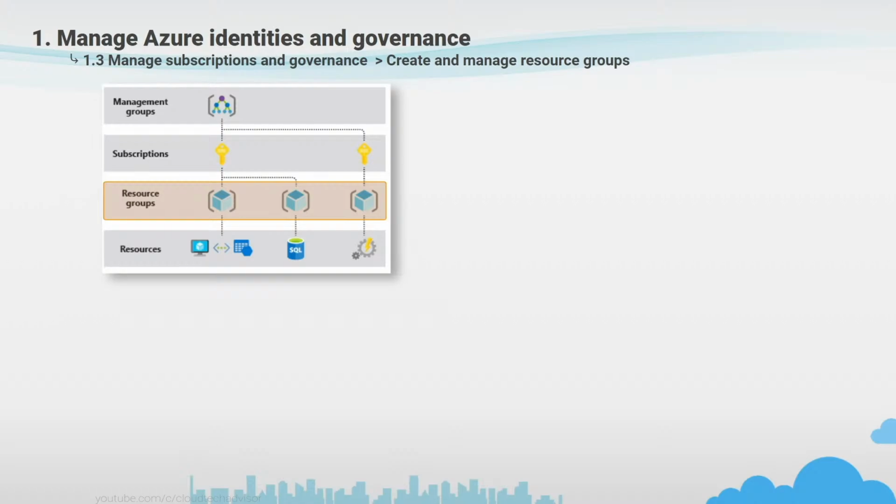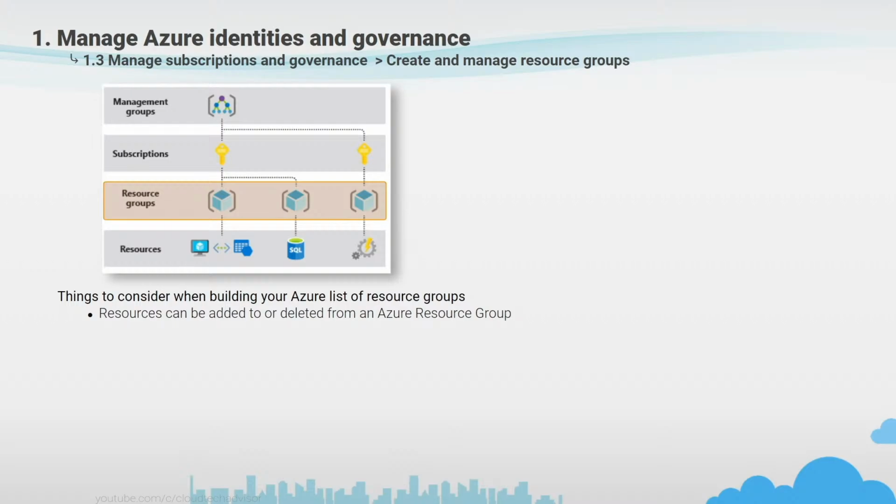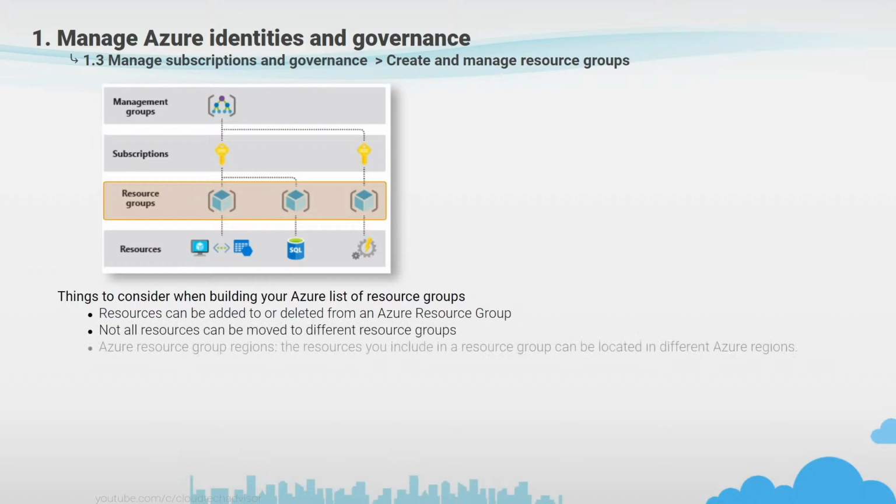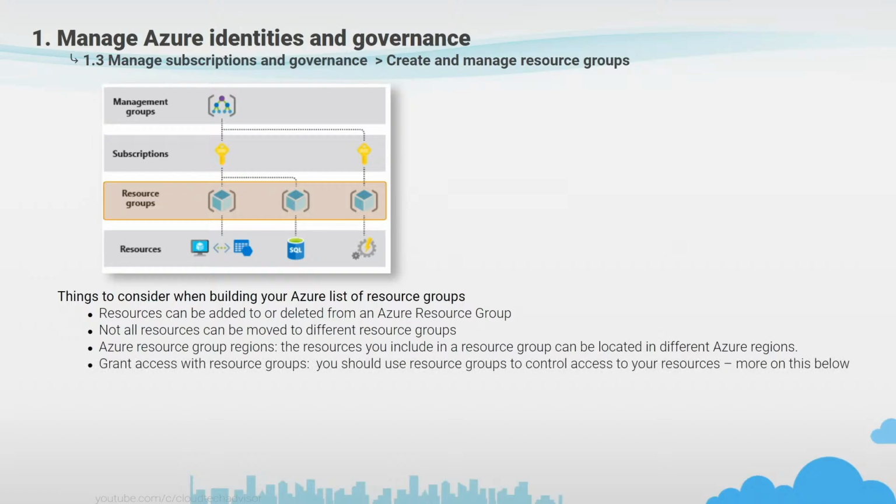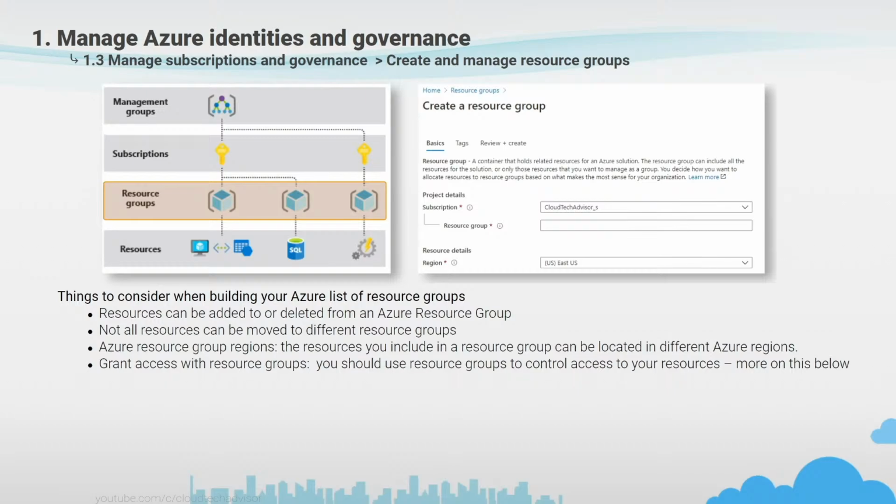You decide how you want to allocate resources to resource groups based on what makes the most sense for your organization. For example, if you have an application that requires different resources that need to be updated together, such as having a SQL database, a web application, or mobile apps, then it makes sense to group these resources in the same resource group.